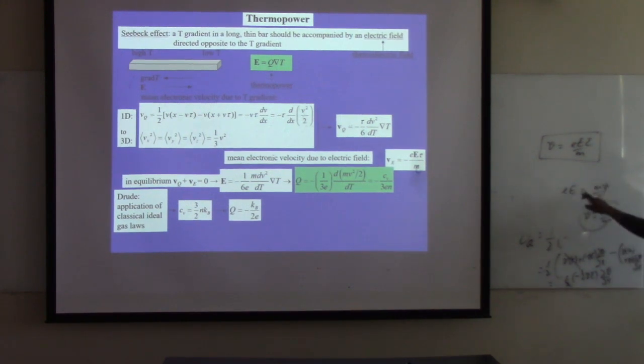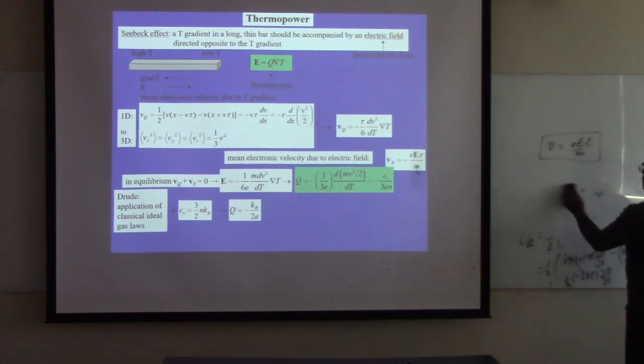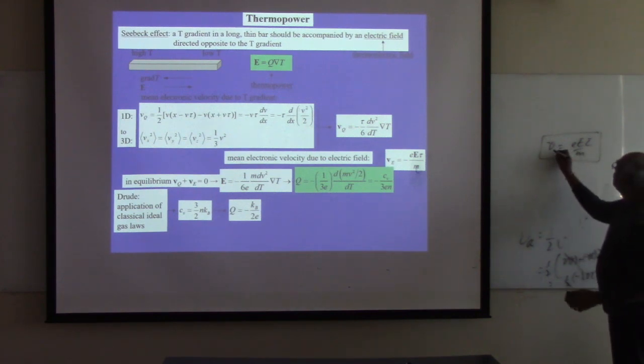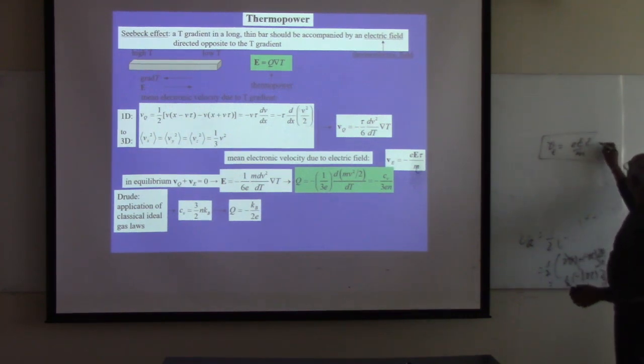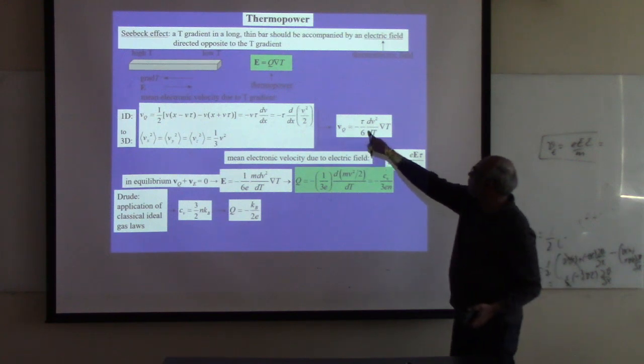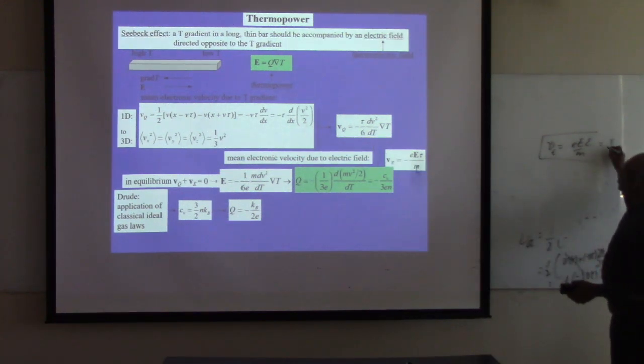Remember this one? This is the electric field from outside. So this is the relaxation time from the lattice part, because the lattice introduced this force, right? So by collision, from there you get V. So then we get this VE coming from this one. So then this VE should be equal to the VQ here, that is tau over 6 dV squared over dt times grad T.